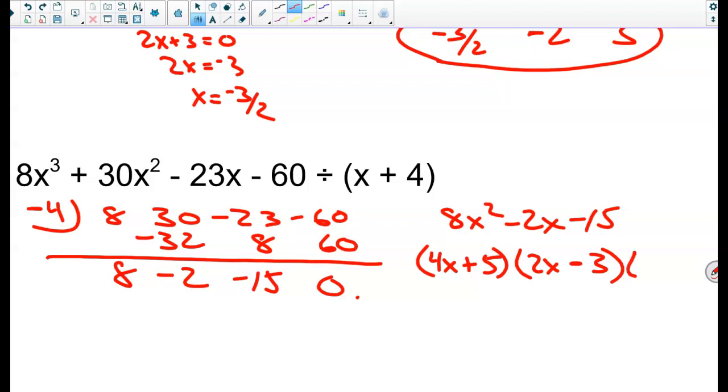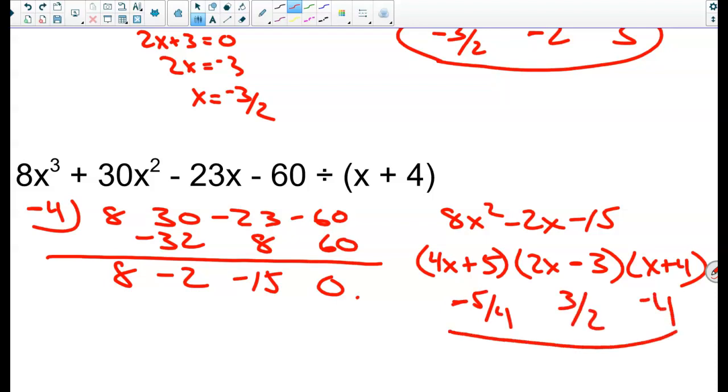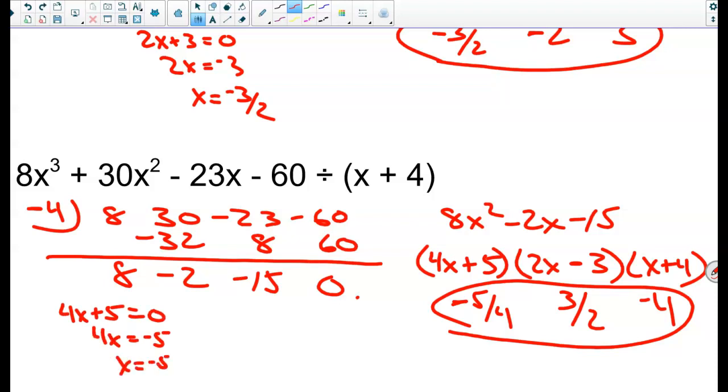And I can't forget to include that given factor of x plus 4. Negative 5 fourths, 3 halves, and negative 4 are my zeros. And those are your answers. If you can't do 4x plus 5 in your head to get that 0, write it out. x equals negative 5 fourths. 2x minus 3 equals 0. 2x equals 3. x equals 3 halves. Write it out.